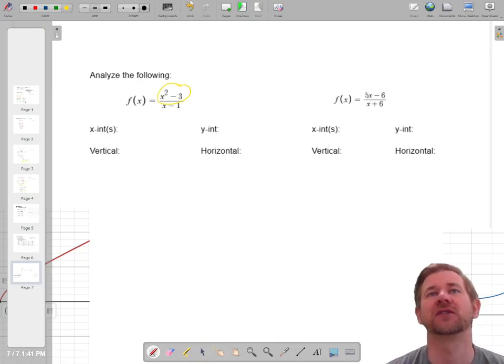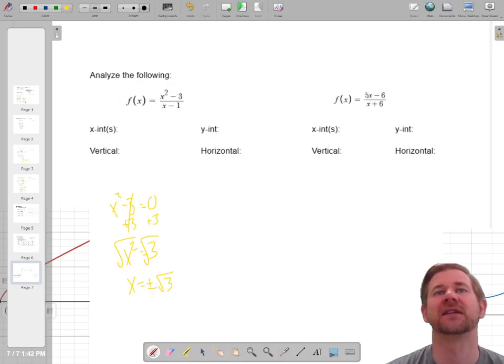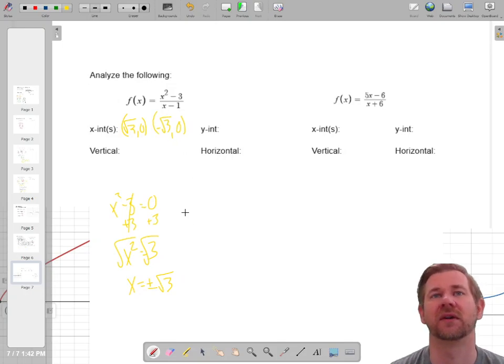This says, okay, first I'll set the top equal to 0. X squared minus 3 equals 0. You don't need to factor this. You can just solve by square roots. And remember, if you square root, you got to put plus or minus. So the x-intercepts are radical 3 and negative radical 3, 0. As a decimal, that's about 1.7, I think it's like 1.73.